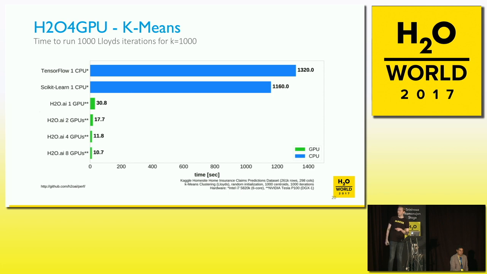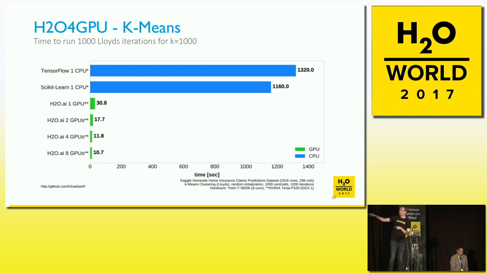As I mentioned, we have k-means. This slide is also a little bit outdated. We did a little bit of performance improvements, and that's even faster. That's not only 30 seconds. It went down to around 15 seconds.